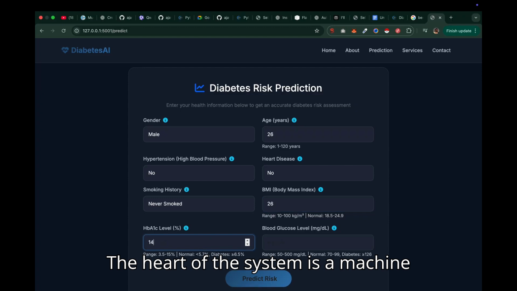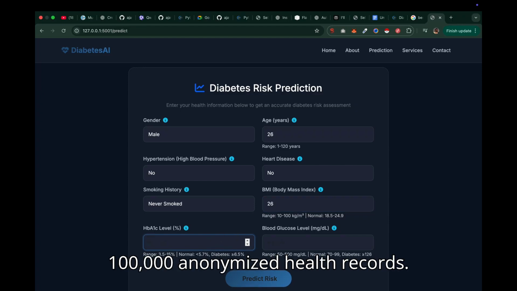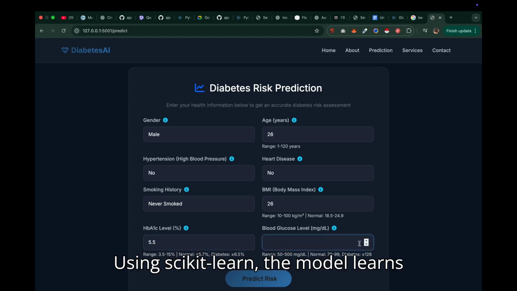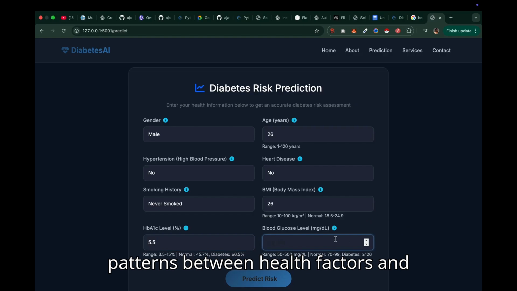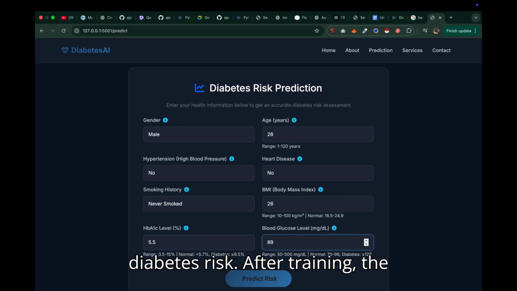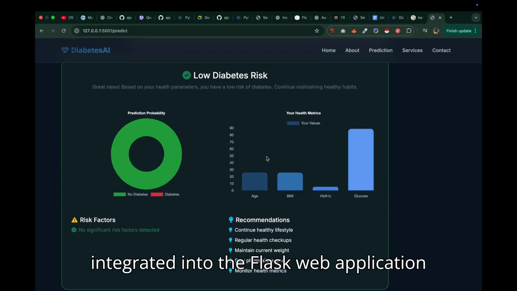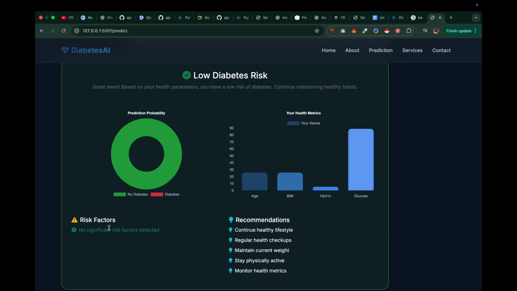The heart of the system is a machine learning model trained on over 100,000 anonymized health records. Using scikit-learn, the model learns patterns between health factors and diabetes risk. After training, the model is saved using joblib and integrated into the Flask web application for real-time predictions.